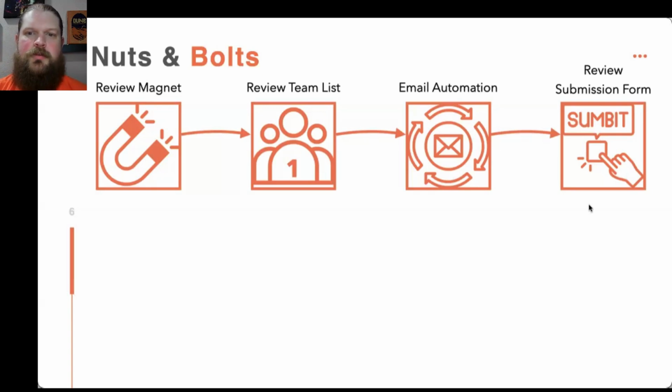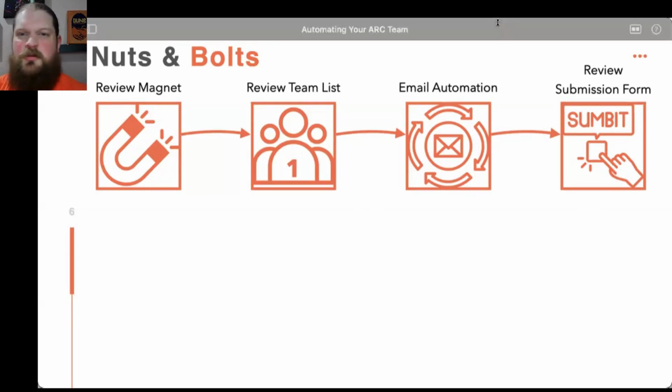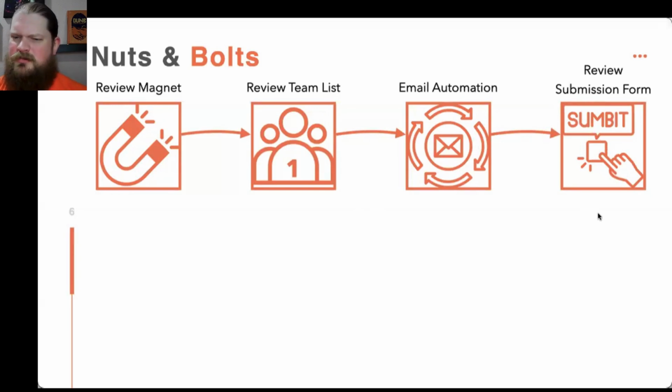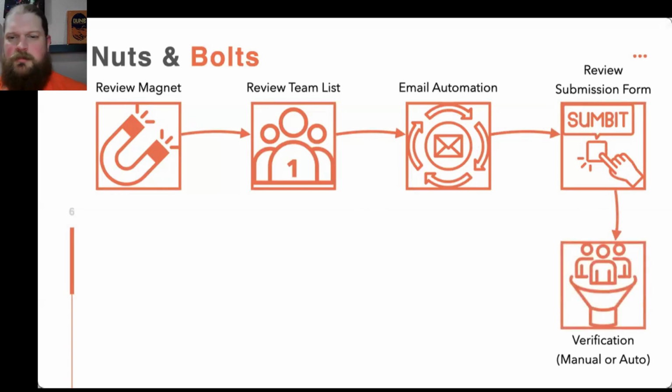This review submission form is usually going to be a landing page that we'll use with our mailing list service, but you could use a Google form if you really wanted to. There's ways to do that. Especially if you're going to be manually checking things, you could do that. And then we have to do some sort of verification. So this is manual or auto, depending on how you're doing it.